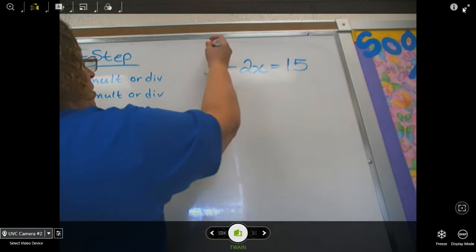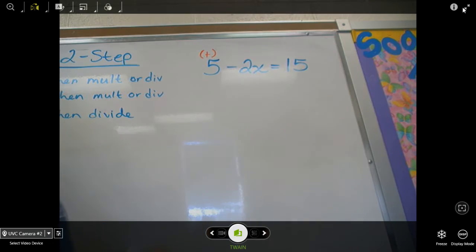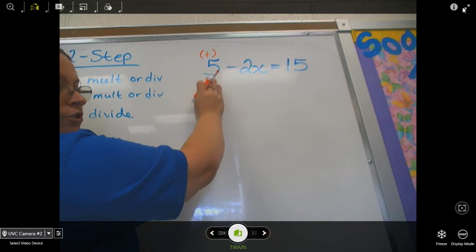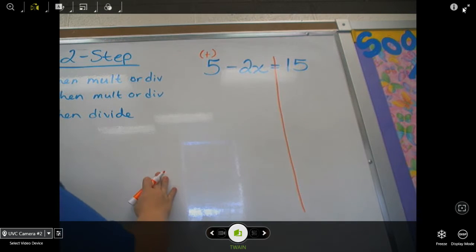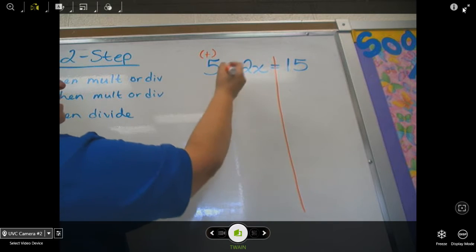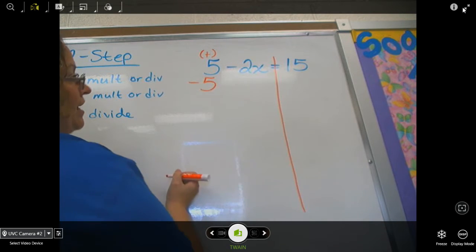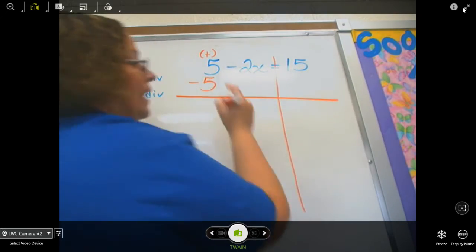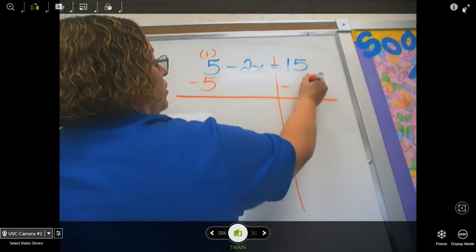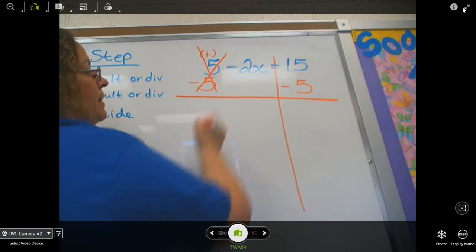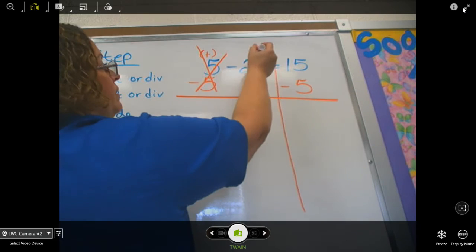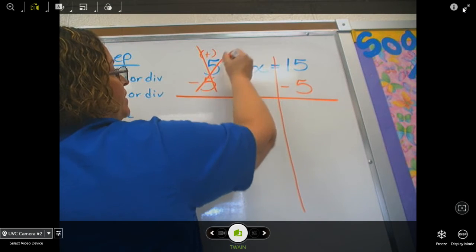If you need to, put the positive above it because you're going to do the opposite. You're going to do the inverse. What's the opposite or the inverse of positive? It's negative. So remember, you're going to add or subtract before you do anything else. So the inverse of positive is minus. So I'm going to subtract 5, but what I do to one side, I have to do to the other. So I'm going to subtract 5. 5 minus 5 is 0. They cancel out. Remember now, you have to bring everything down.